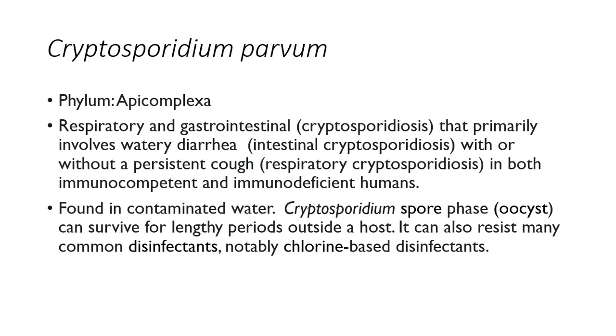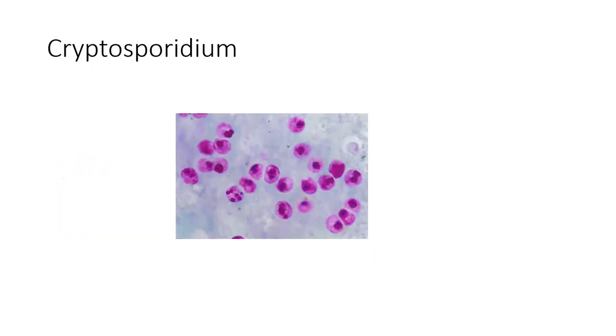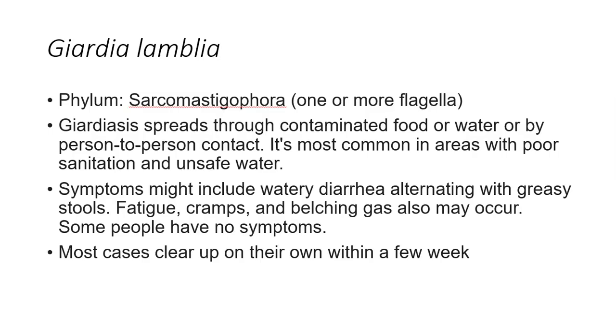And then again, another apicomplexan, Cryptosporidium. This is the one that causes watery diarrhea. Basically, these guys can survive for long periods outside the host and are very resistant to disinfectants, notably chlorine-based stuff like bleach. So pretty resistant here. Cryptosporidium, sorry. That's what it looks like. Again, I'm going to be using the same pictures because I would have these slides. So just FYI.